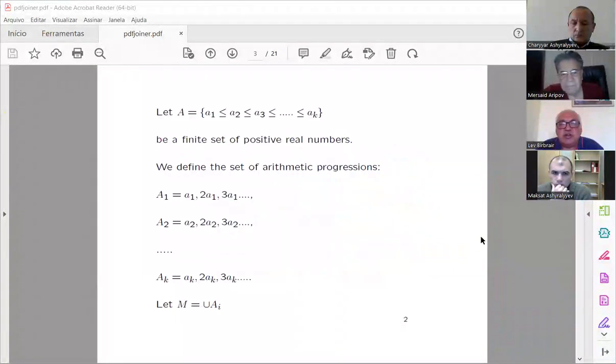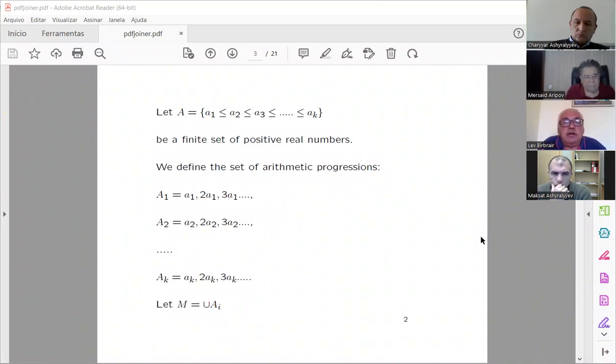Let me just start from the number theoretical question, and then I will relate this kind of number theoretical question with the differential equation. Okay, let me start. So now I consider a question: A will be a finite set of positive real numbers.